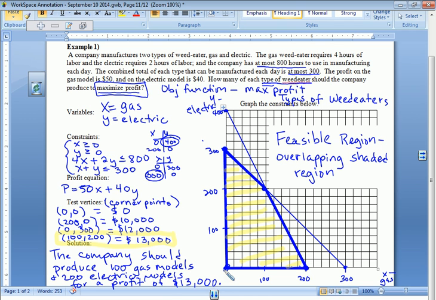Now, we have made some assumptions. We're assuming that we will sell everything we produce, aren't we? So, there are assumptions that have been made in this problem.